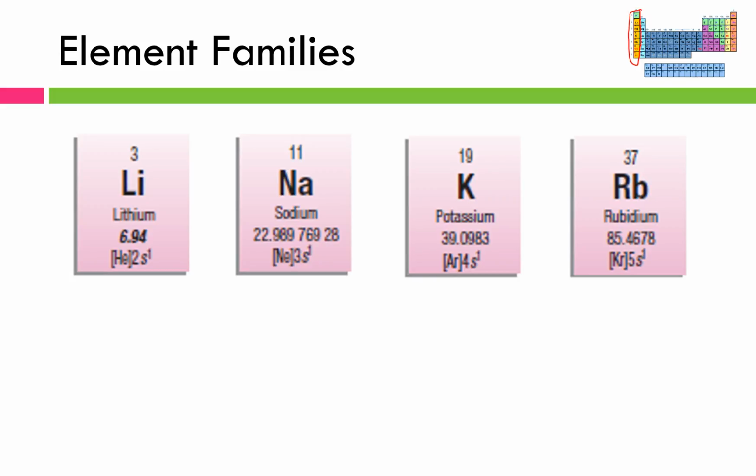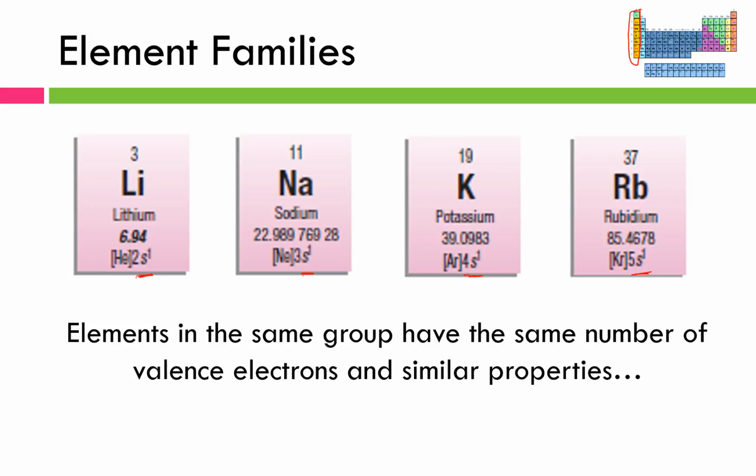If we take a look at group 1, that first column in the periodic table, we'll skip over hydrogen for the time being, but we have lithium, sodium, potassium, and rubidium. All of them have one electron in the s sublevel. The sublevel itself changes from the 2 to the 3, so on and so forth, but it's a very similar configuration: 2s1, 3s1, 4s1, 5s1. And as a result, the elements in the same group, due to the same number of valence electrons, are going to have very similar properties.